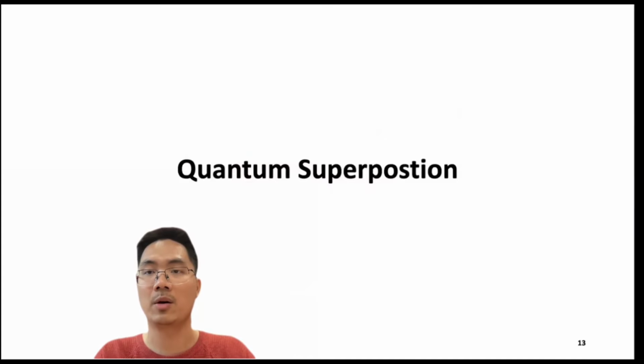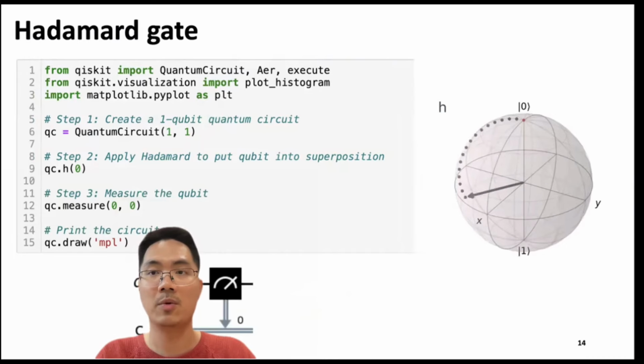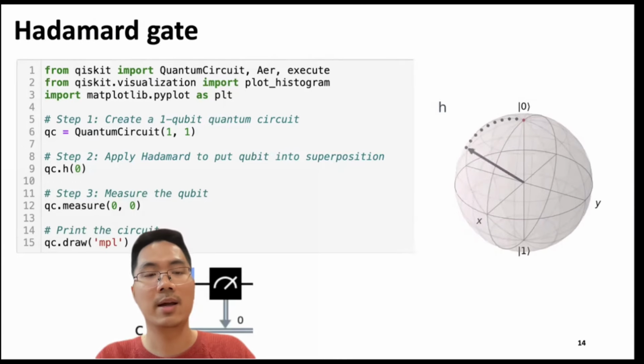Next, we will talk about how to simulate quantum superposition. Special case: balanced superposition state. To achieve a balanced superposition state, we will construct a quantum circuit and use the Hadamard gate. The Hadamard gate will rotate the quantum state 0 to the positive balanced superposition state.